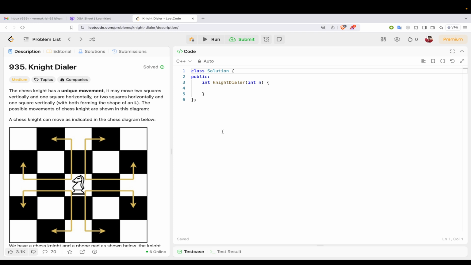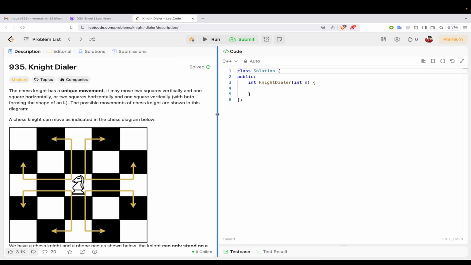So this is the problem. The problem says that the chess knight has a unique movement. It may move two squares vertically and one square horizontally, or two squares horizontally and one square vertically, with both forming the shape of an L. The possible movements of the chess knight are shown in this diagram.